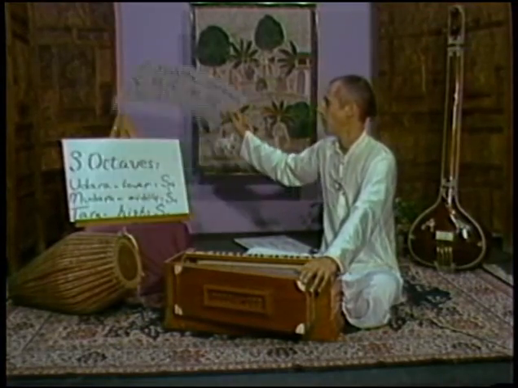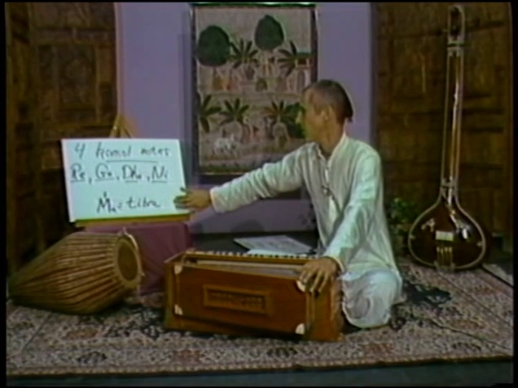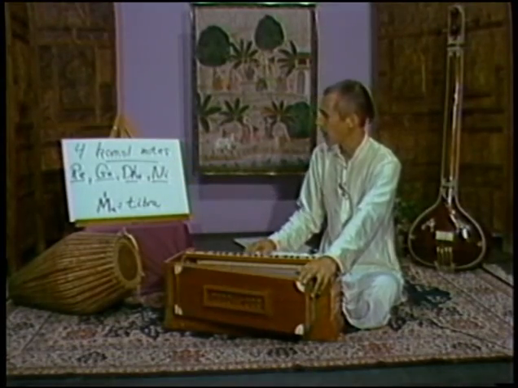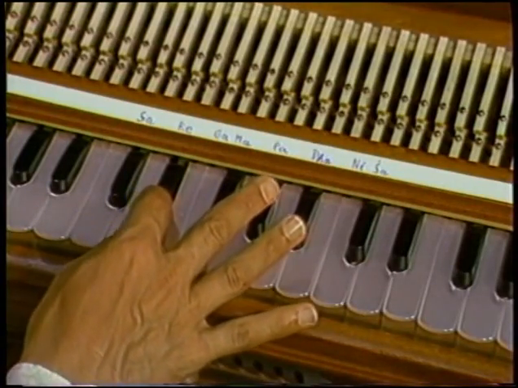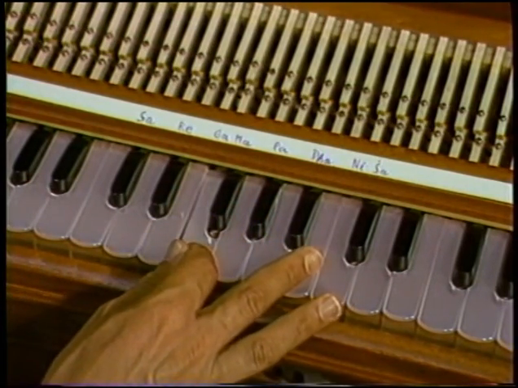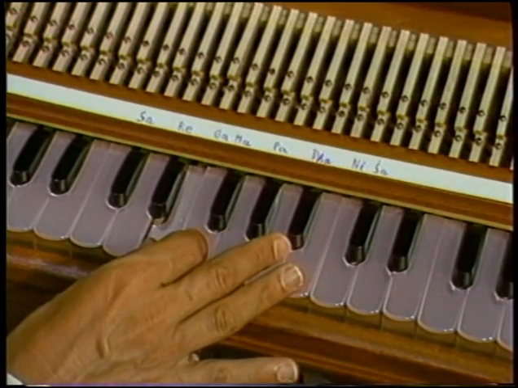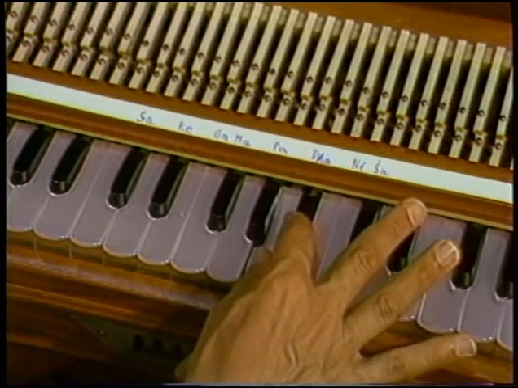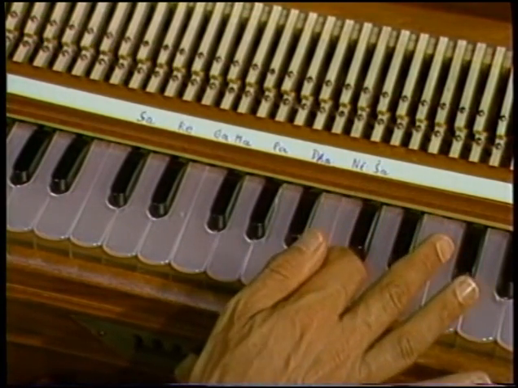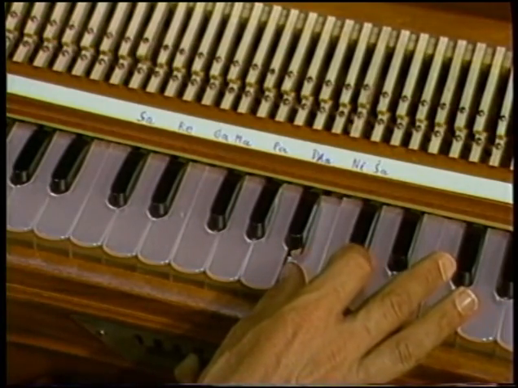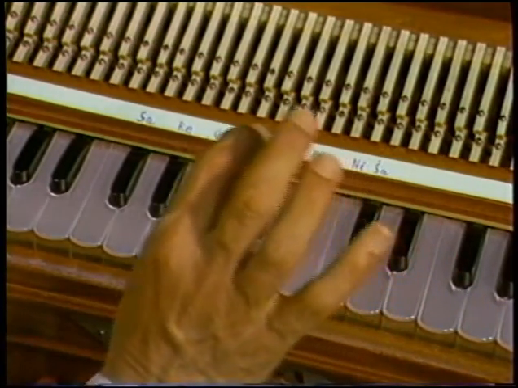Then we have the 4 Komal notes. Komal notes are designated by the line underneath the notation. So for example, Komal Re is played like this. Re becomes Komal Re. Ga becomes Komal Ga. Dha becomes Komal Dha. Ni becomes Komal Ni. So all the Komal notes are 1 step down.